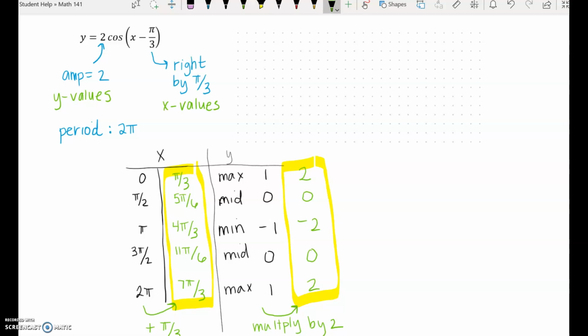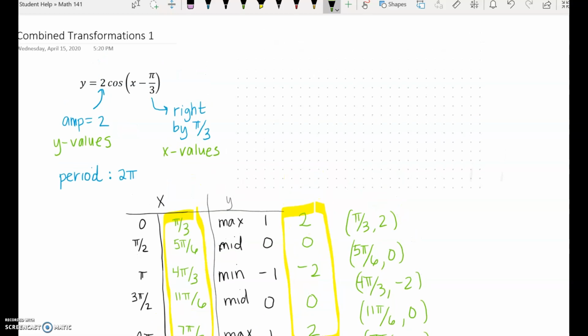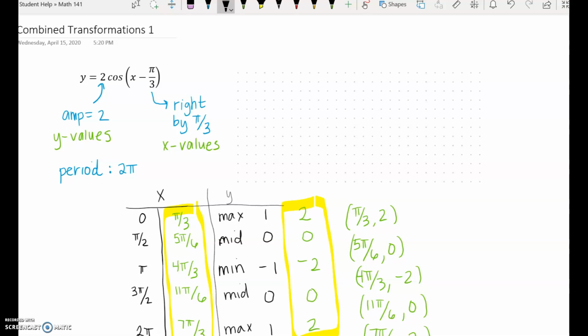So the points I'm going to be graphing are pi over 3, 2. This is 5 pi over 6, 0, 4 pi over 3, -2, 11 pi over 6, 0, and 7 pi over 3, 2. So I think when I make my graph, I'm going to have this count up by sixths, because that's the common denominator between all of these.